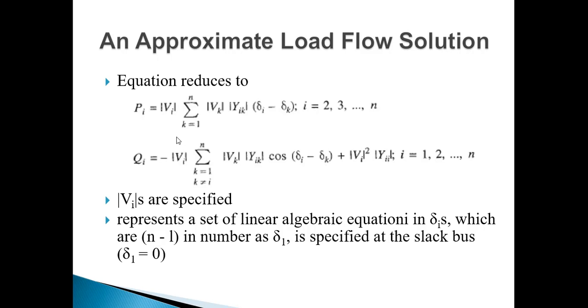Okay, now if you remember the previous equation, it is now changed. Here it was sine of delta i minus delta k, but it is now only delta i minus delta k. Okay, the Qi remains like this. So here we have specified all the voltages at different buses. Okay, we have started our solution. We have defined the voltages at different buses.